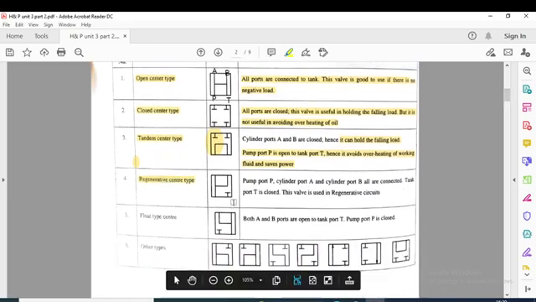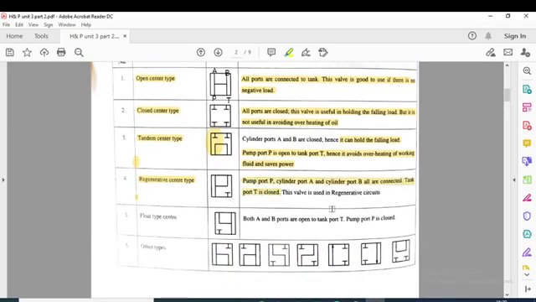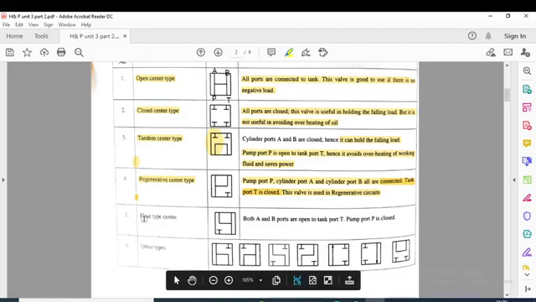Then the fourth type is the regenerative center type. Here you can see port P is connected to ports A and B, and port T remains closed. Here you can read: port P and cylinder ports A and B are connected, and tank port T is closed. This valve is used as a regenerative circuit. That's why we name it the regenerative center type valve. Then the fifth position is the float type center.